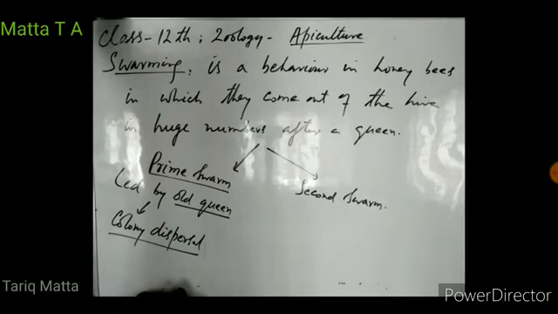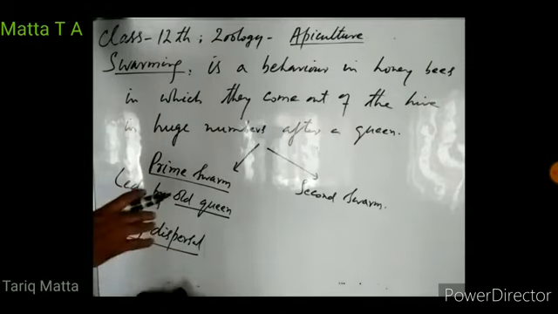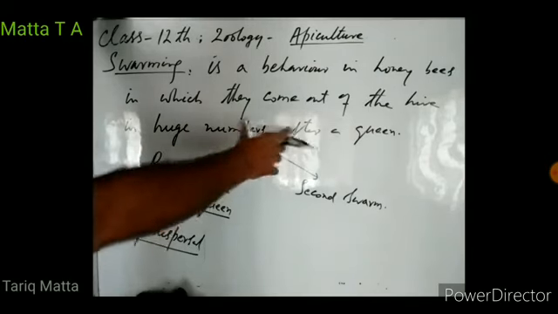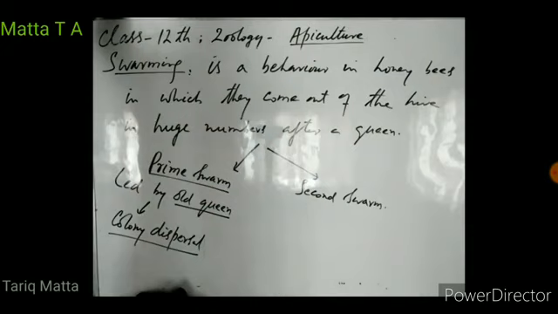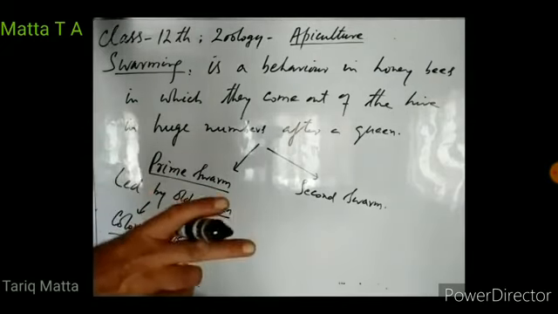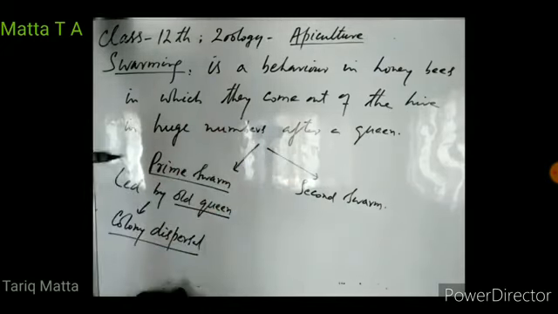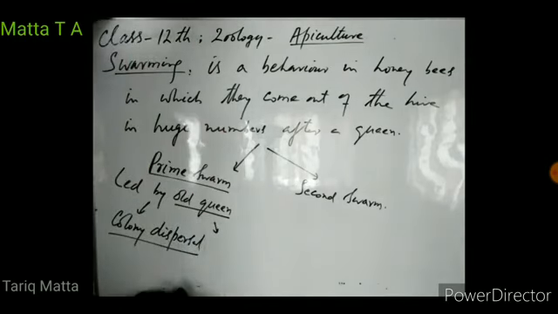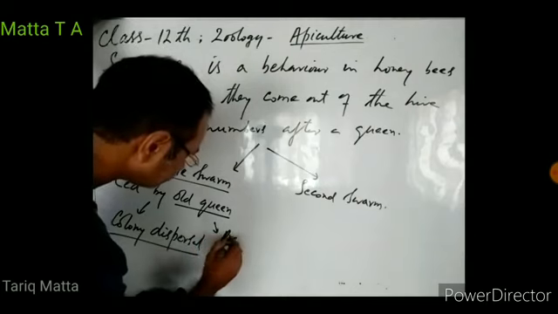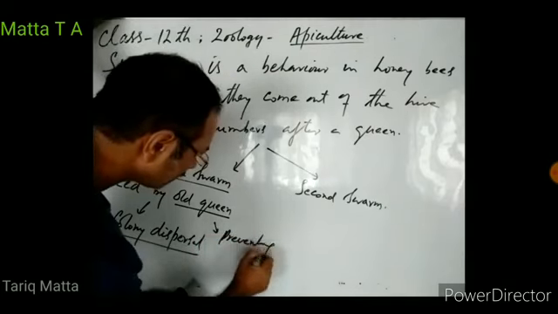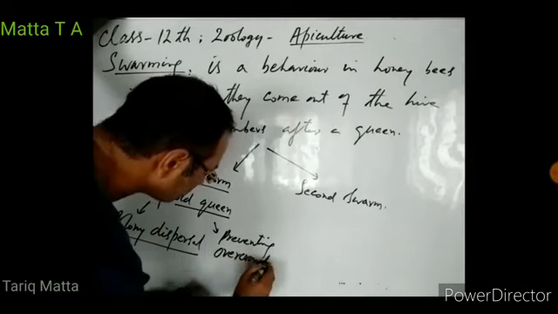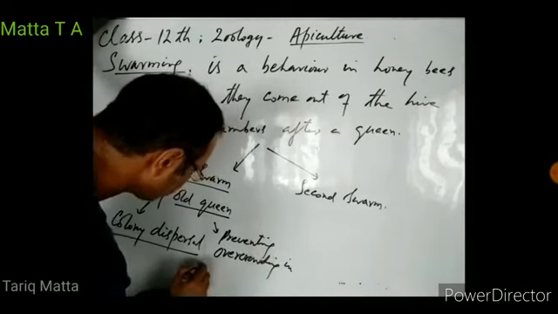All the workers do not escape from the hive. Only some workers, along with the old queen, leave the hive. The new queen is attended by the remaining workers, right? In this way, from a single colony, another colony is formed, and this also acts as a means of preventing overcrowding in the hive.